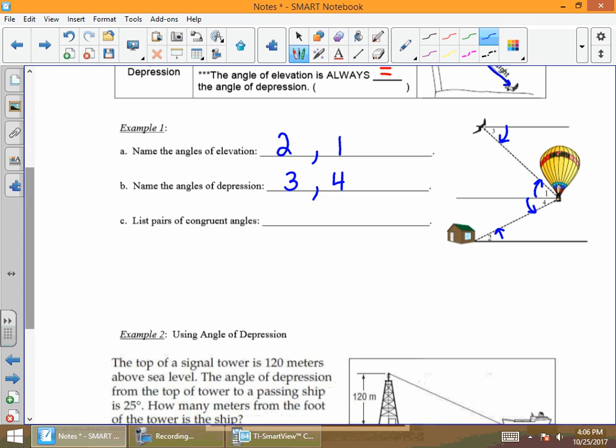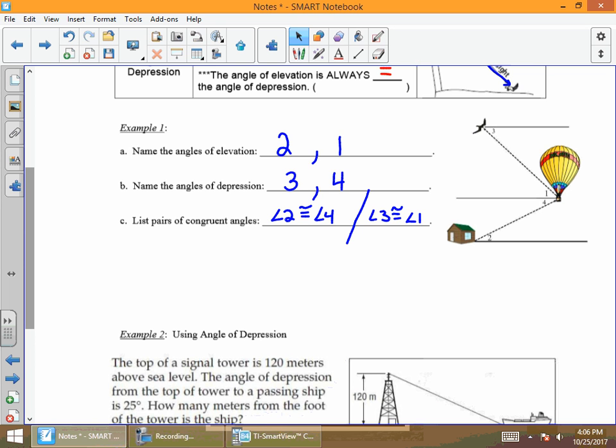And then it wants the pairs that would be congruent. So if I take a look at the house and the hot air balloon, angle 2 is congruent to angle 4. If I look at the balloon and the bird, angle 3 is congruent to angle 1. So that's angle of depression and angle of elevation.